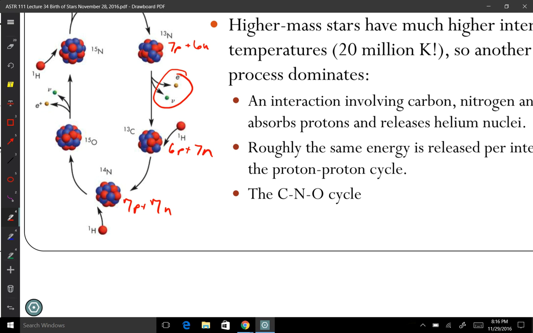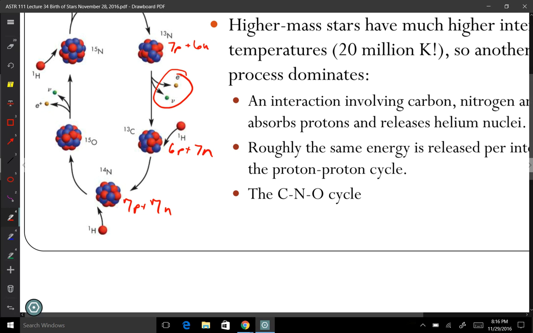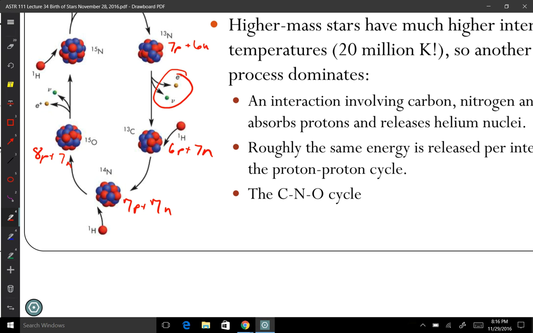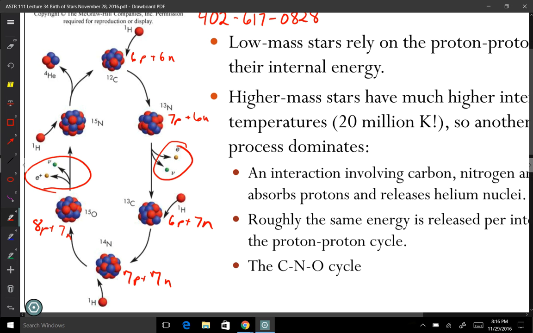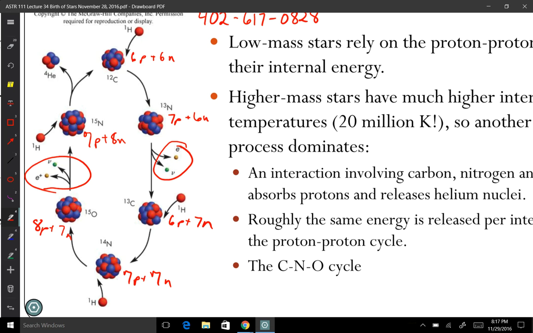Well, then we just continue on. Another hydrogen hits that, and so you make oxygen 15, so that would be 8 protons plus 7 neutrons. Once again, that's not stable. You have the particle interaction that destroys the proton and creates a neutron, giving off again the positron and the neutrino. And then you have a nitrogen 15 that's more stable. That is 7 protons plus 8 neutrons. Hit it with a hydrogen, and then the surprising thing happens.